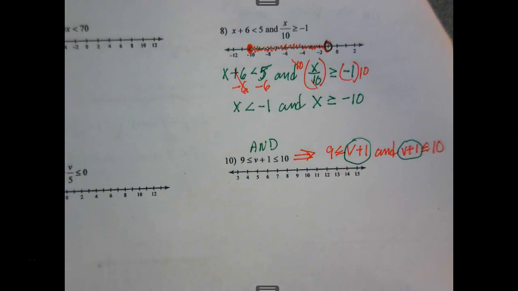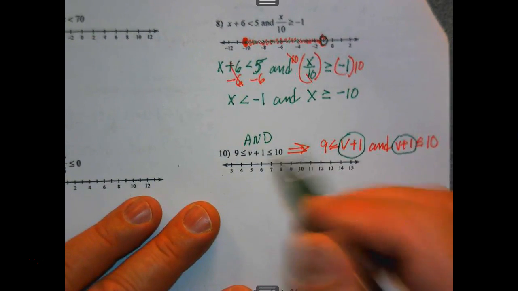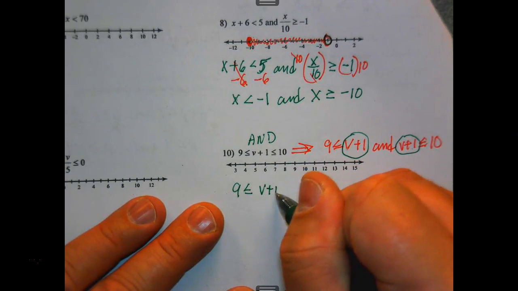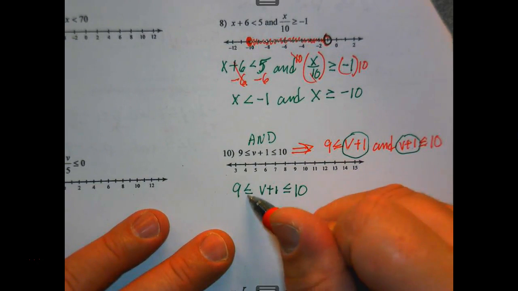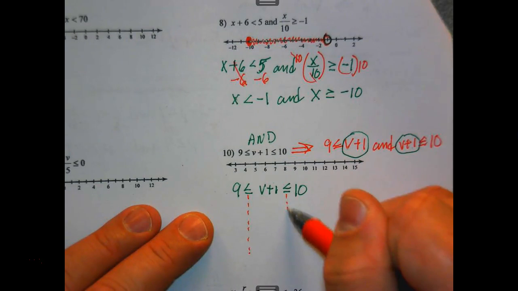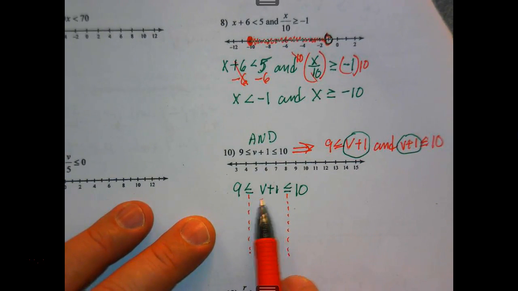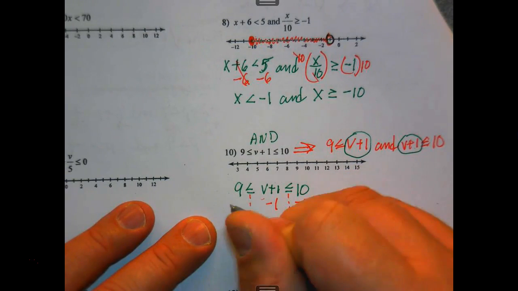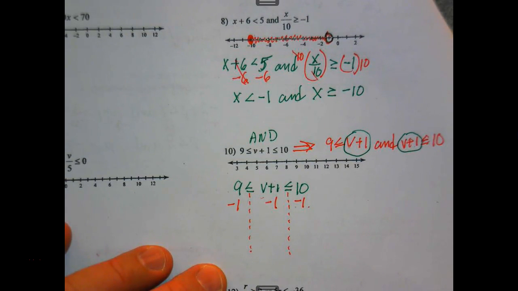It's actually easier to solve these when they're condensed. You just have to remember this is actually two problems. I still want to get v by itself. I have to subtract 1 here, subtract 1 here, subtract 1 there. See how there's 3 terms?